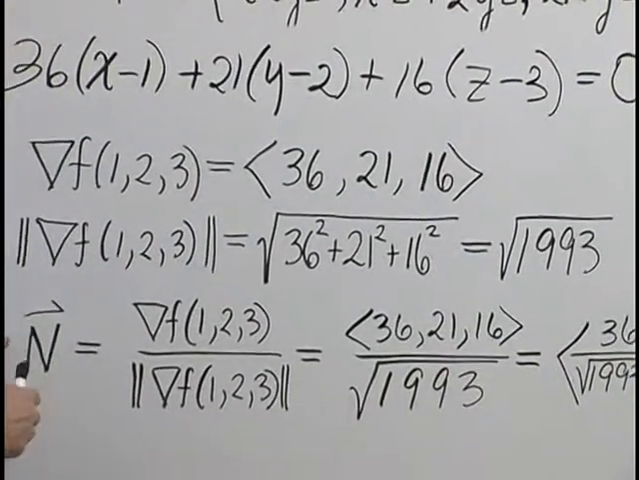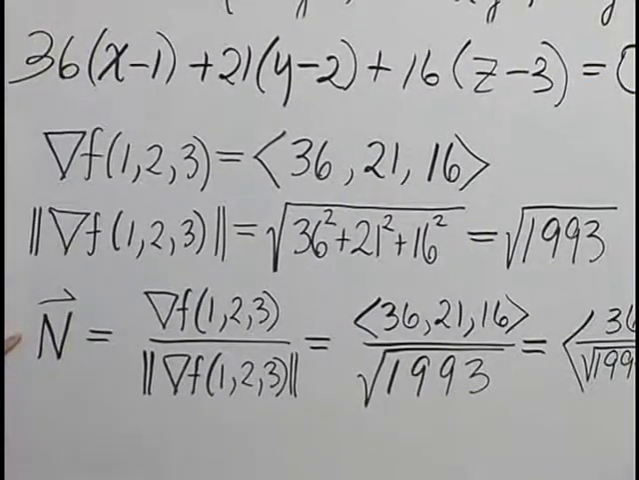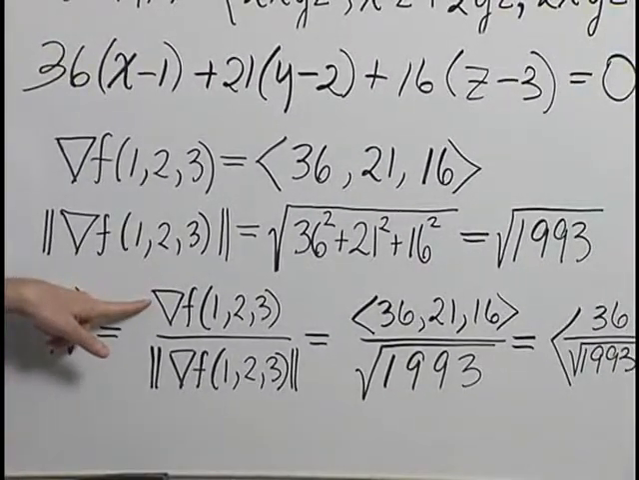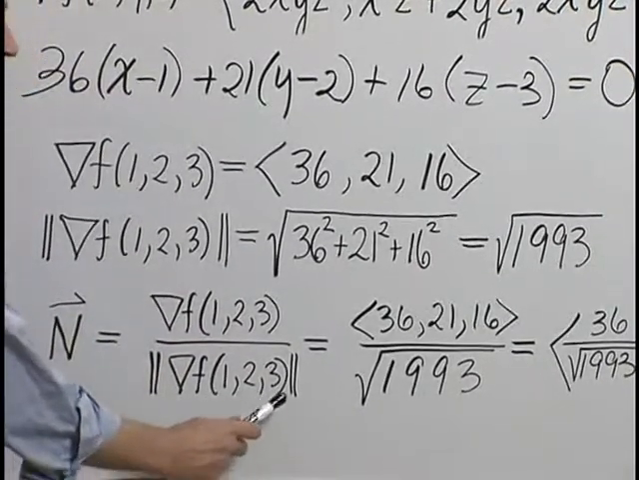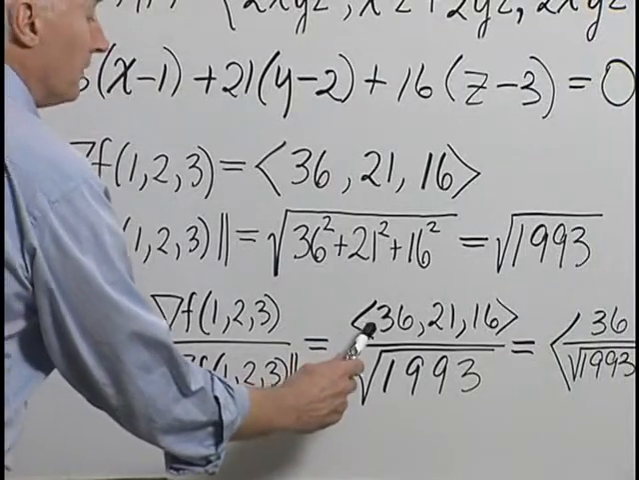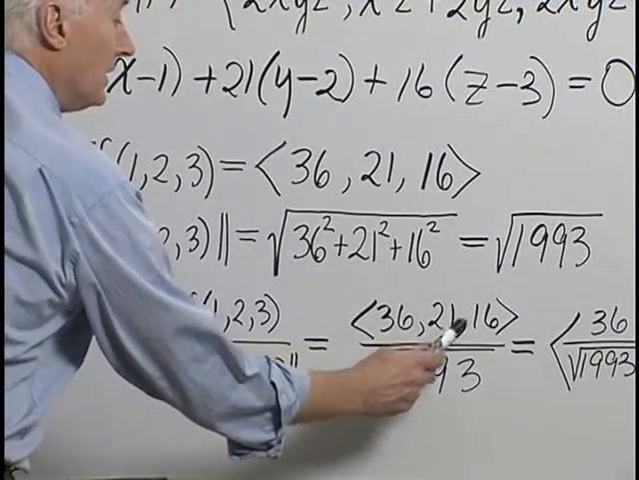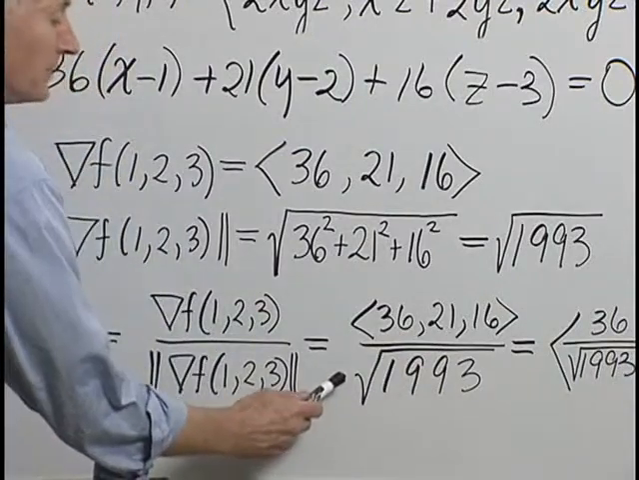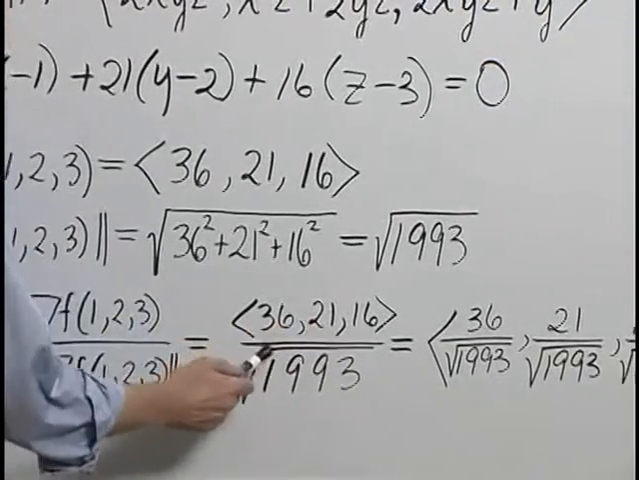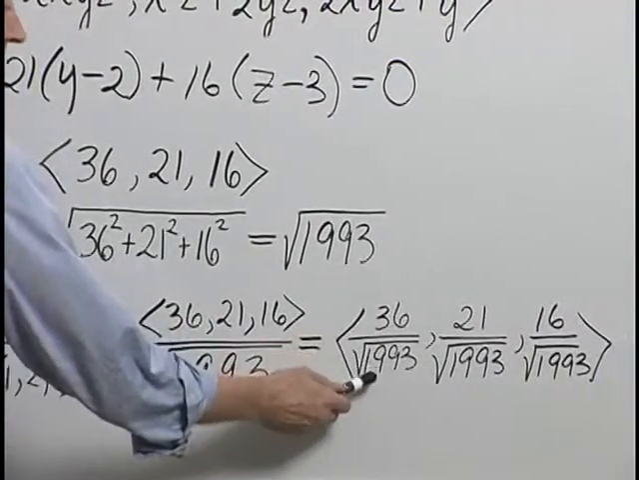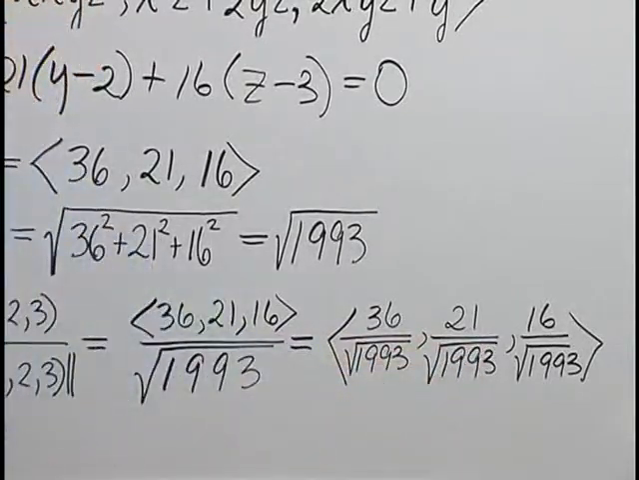Now our unit normal vector, capital N here, is then the gradient vector at the point 1, 2, 3 divided by its length, which is then equal to the vector with components 36, 21, 16 divided by the square root of 1993. And of course, that operation of dividing a vector by a number is accomplished by simply dividing each component by that number. And so there we have the final result for a unit normal vector to the surface at the point 1, 2, 3.